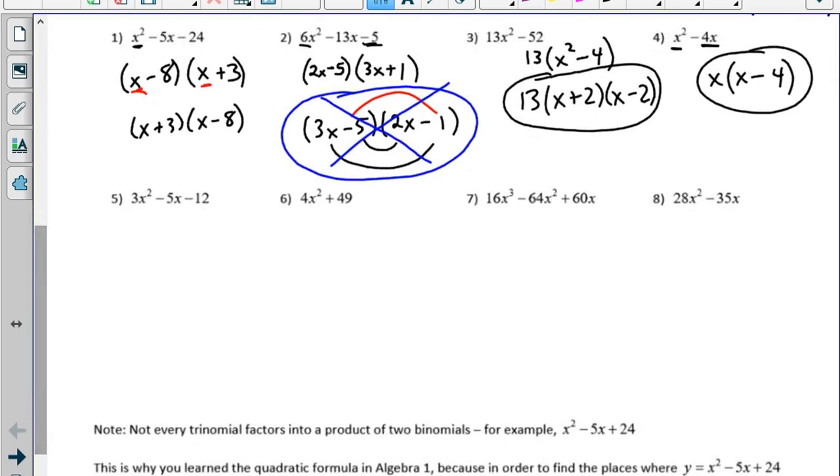Let's take a look at number 5. There is no greatest common factor. 3, 5, and 12 all don't have a greatest common factor. 3 and 12 do, but then the 5 makes it not work out. I can lock in 3x and x because 3 is prime. So now the difficulty becomes what to do with 12. 12 times 1, 6 times 2, 4 times 3. So if I'm looking at this, I have 6 options that I can deal with.